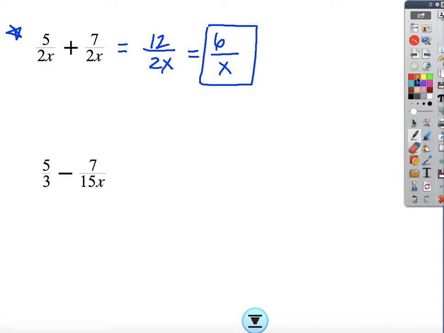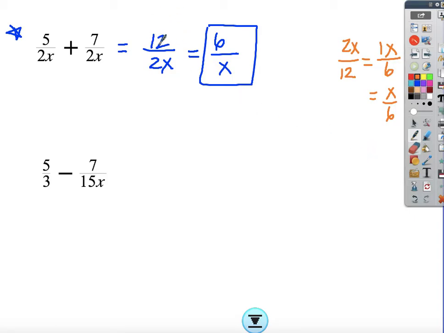Let me give you a hypothetical. Let's say we had the complete flip-flop. Let's say we had a 2x on top and a 12 on the bottom. Okay, well, do you see how the x is on the top? So it stays on the top. Now, 2 over 12 reduces down to 1 over 6. Do you see how the denominator's bigger number stays a bigger number? So this could be written as x over 6.